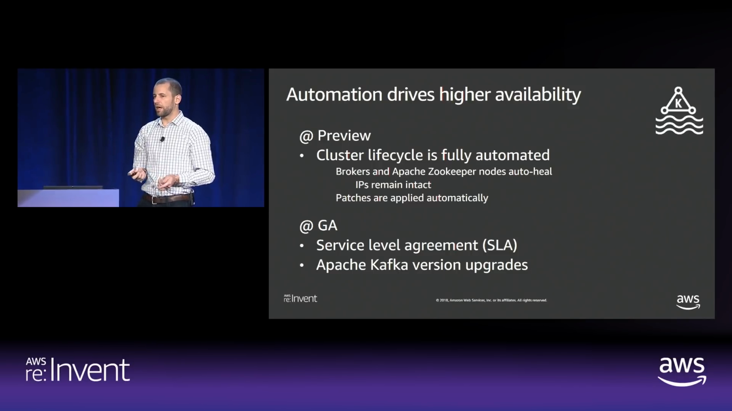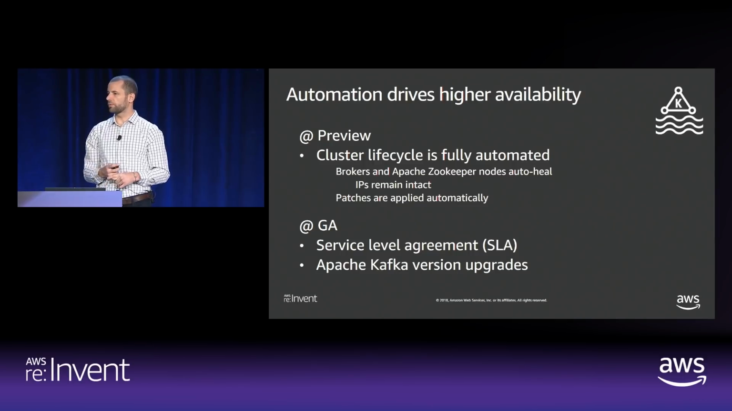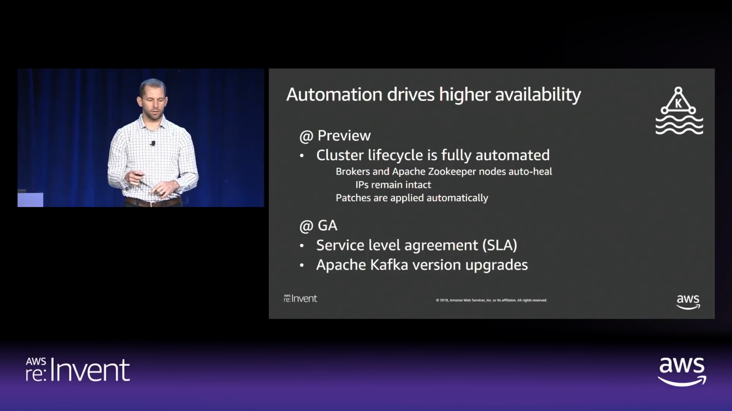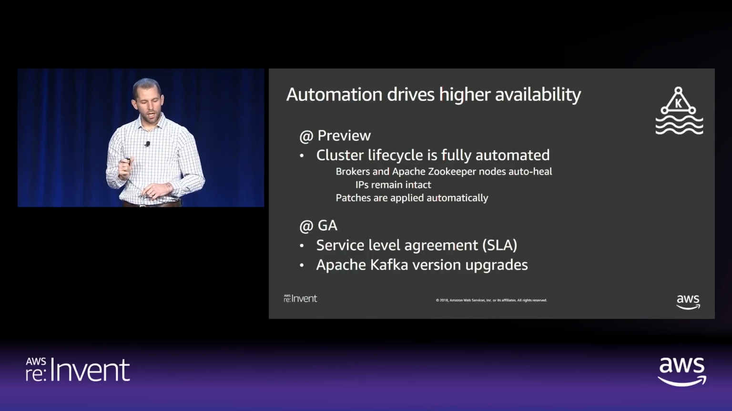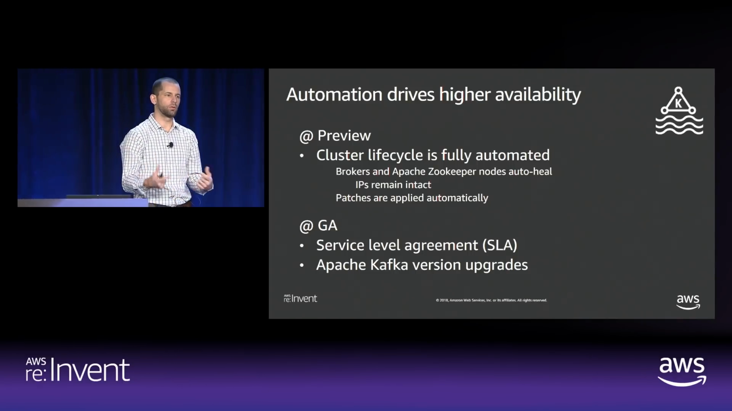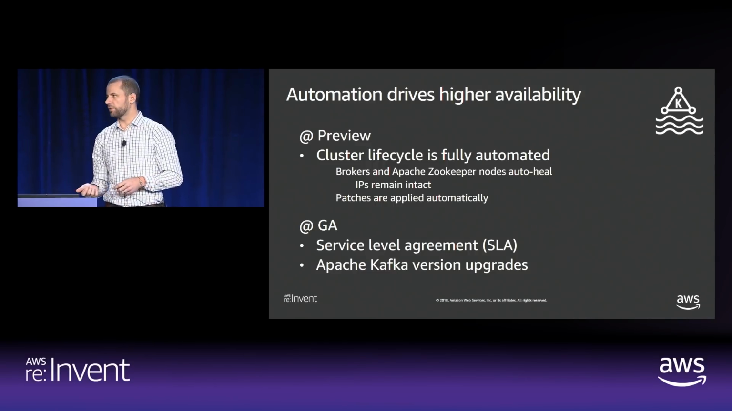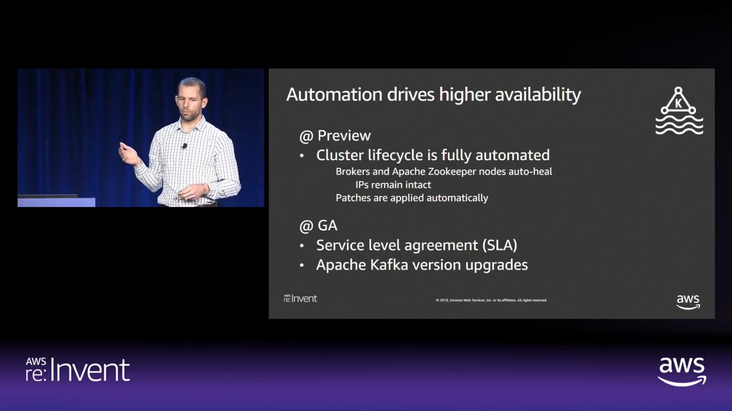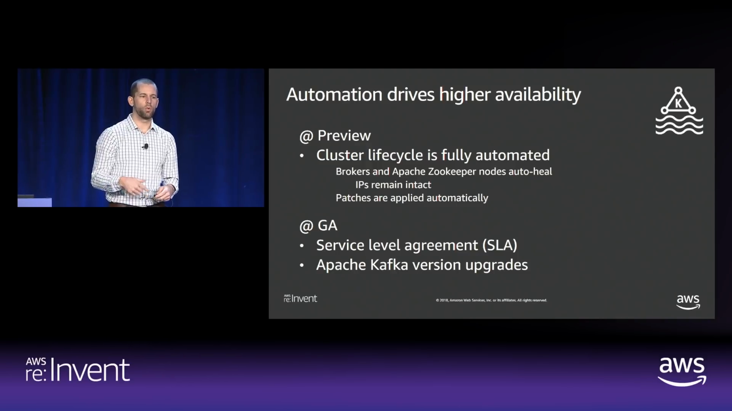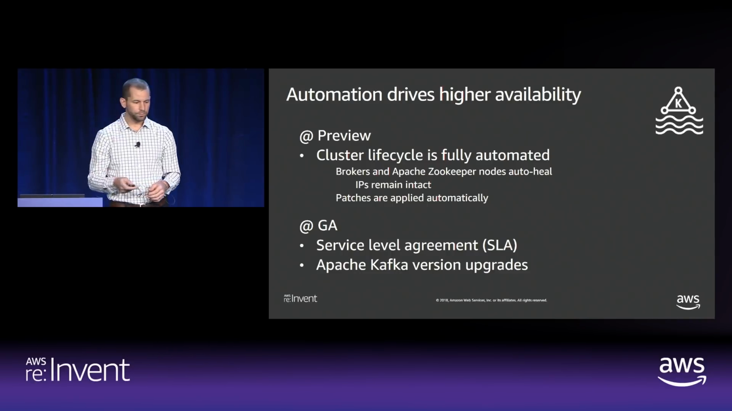At GA, it's likely we'll have a service level agreement. I can't say exactly what that's going to be, but we plan to have a service level agreement for our managed service of Kafka. And also, you'll be able to upgrade versions of Kafka. How that'll work is we'll do a rolling upgrade. You can select, say, version 2.x, and that version will be deployed to your cluster in a rolling process. So we'll take down each of the nodes one by one automatically for you to maintain availability.